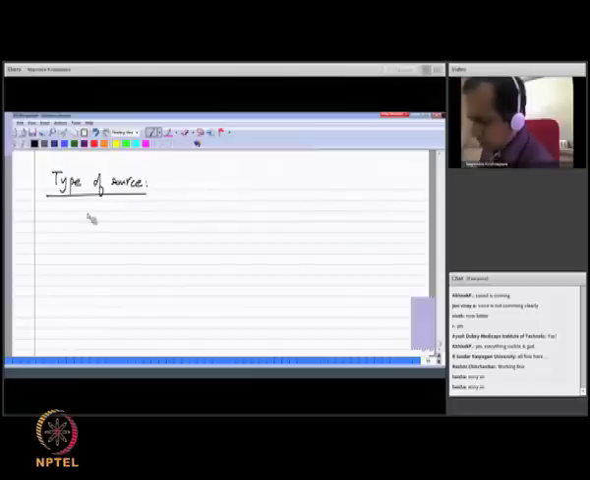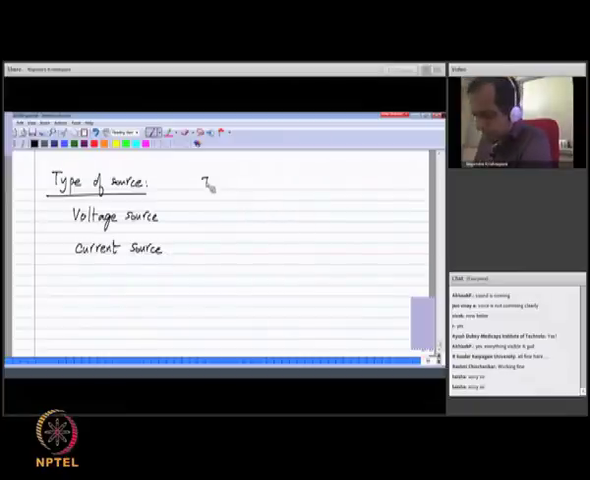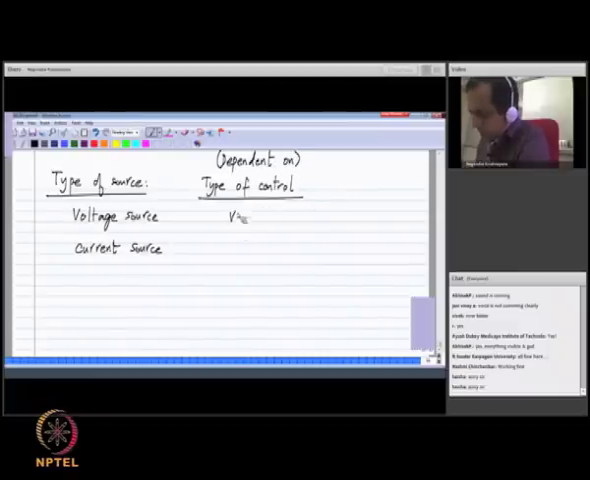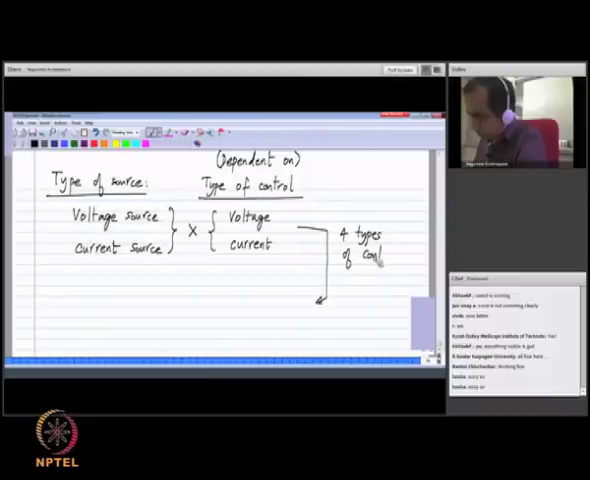We have two types of sources, a voltage source and a current source, and they can be dependent on either a voltage or a current. Okay. So these two possibilities give you four types of controlled sources.